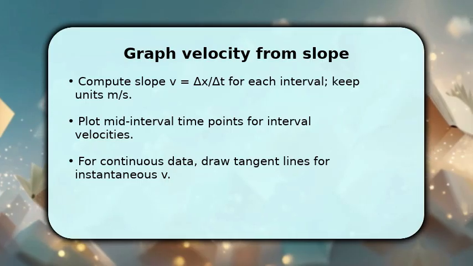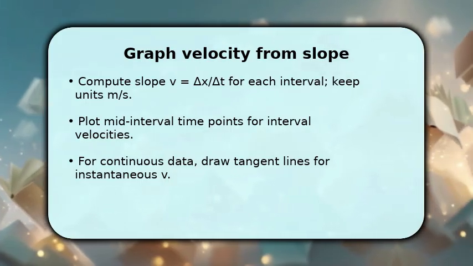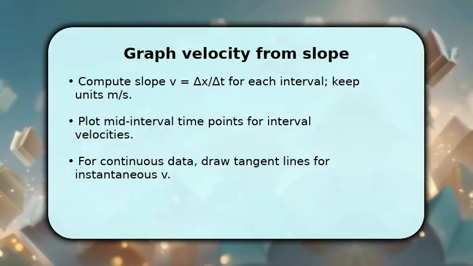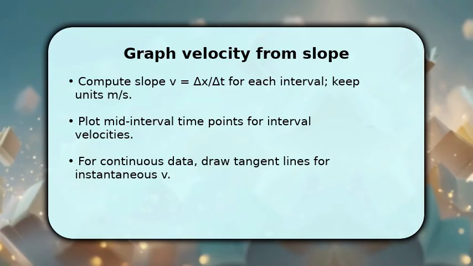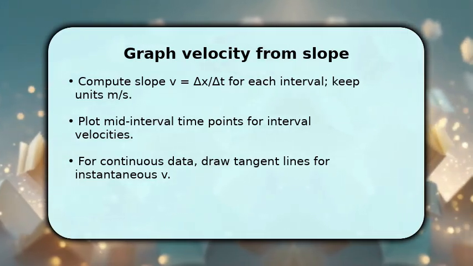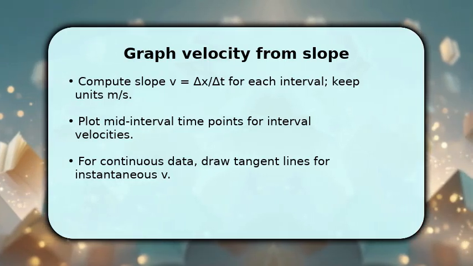This avoids phase errors. If you have a smooth curve and need instantaneous velocity, draw short tangent lines and measure their slope. This gives v at that moment. Also, label axes, time in s, velocity in m/s, and add arrows so the reader knows direction.